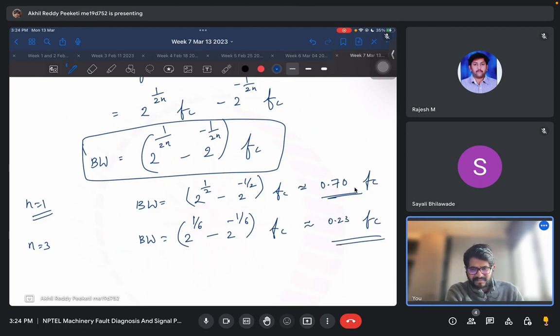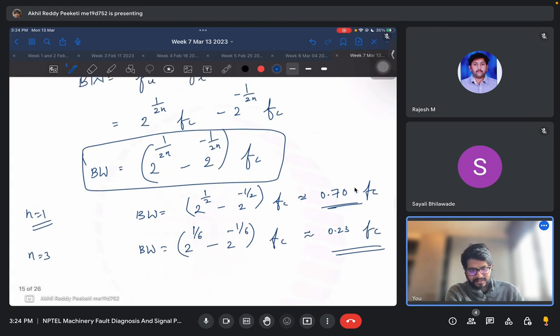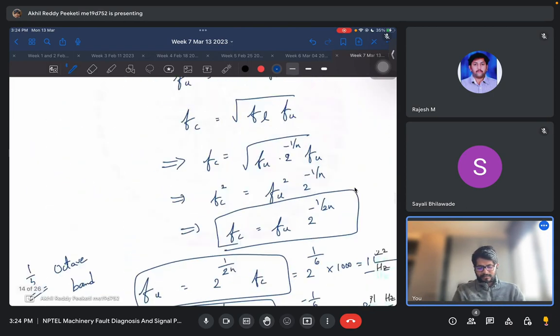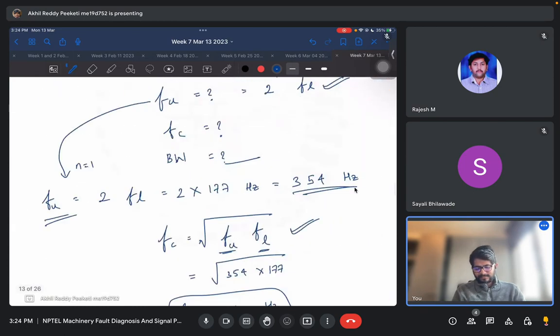So if time is urgent or you need to solve this problem urgently, then you can just use these direct formulas. If you know the center frequency, for a 1/1 octave filter, the bandwidth is 70% or 0.7 times the center frequency. For a 1/3 octave filter, it's 0.23 times Fc. Okay. So is this question clear?